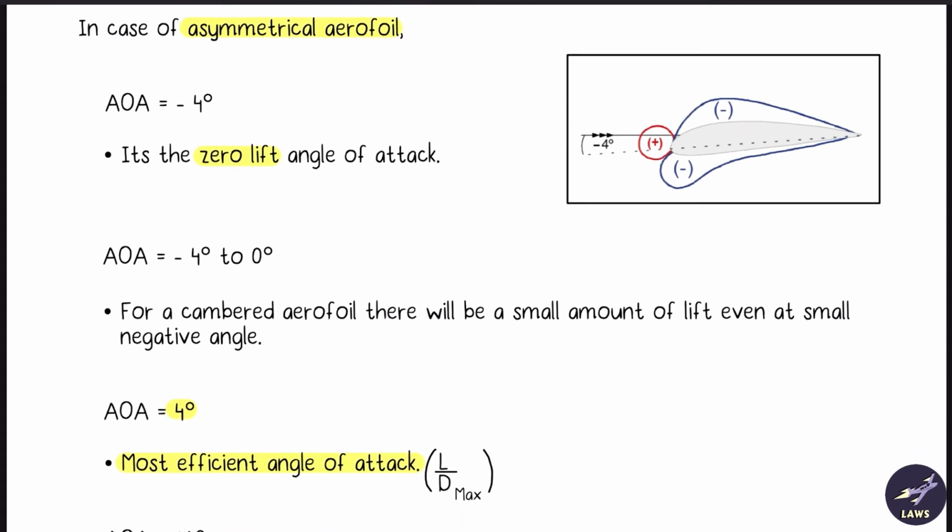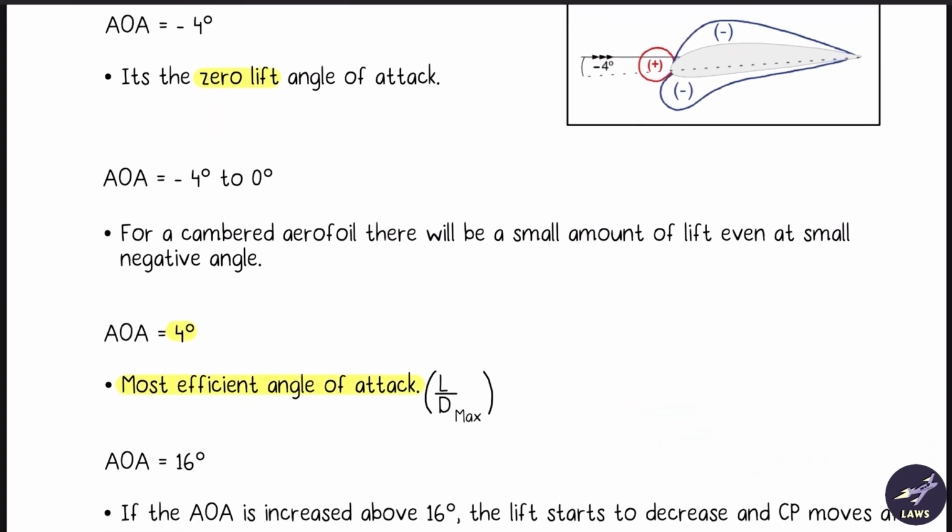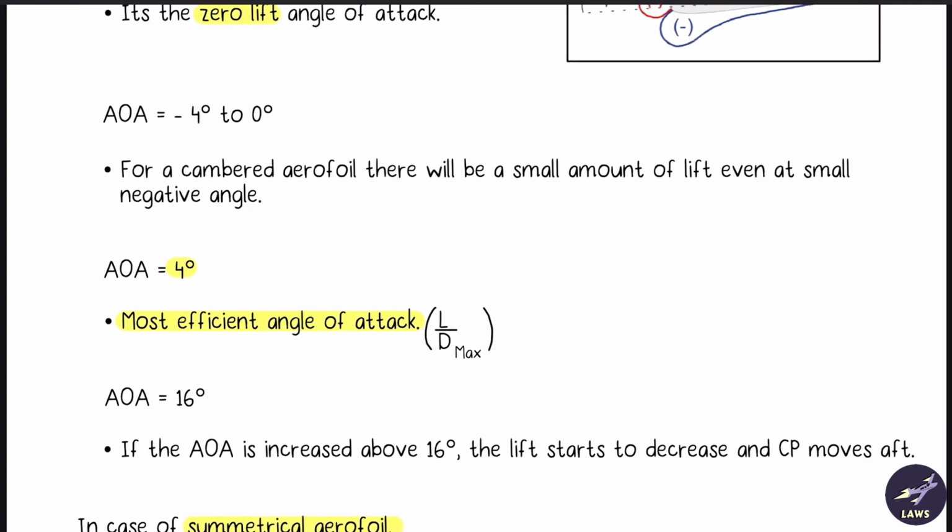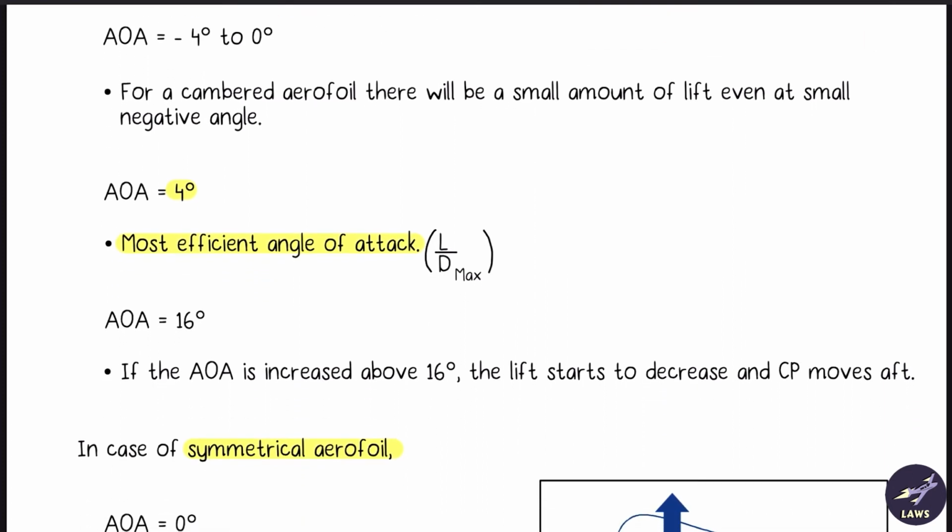When we keep the angle of attack at 4 degrees, it is said to be the most efficient angle of attack. That is, for the lift that you are getting, you get minimum drag. So this ratio, which is lift by drag ratio, will be maximum. When the angle of attack is at 16 degrees, if it is increased above 16, the lift will start to decrease and CP will again move aft.